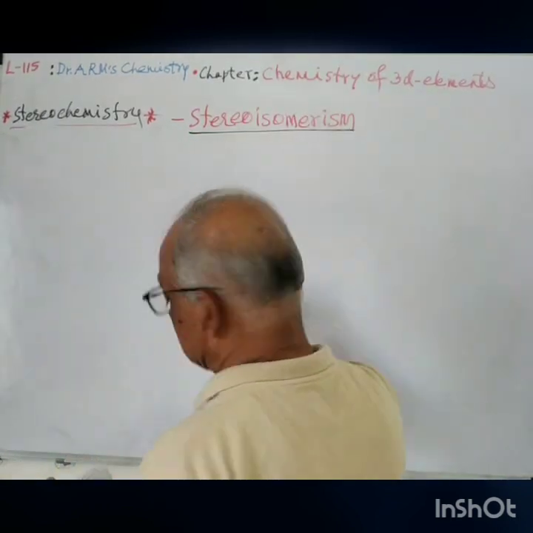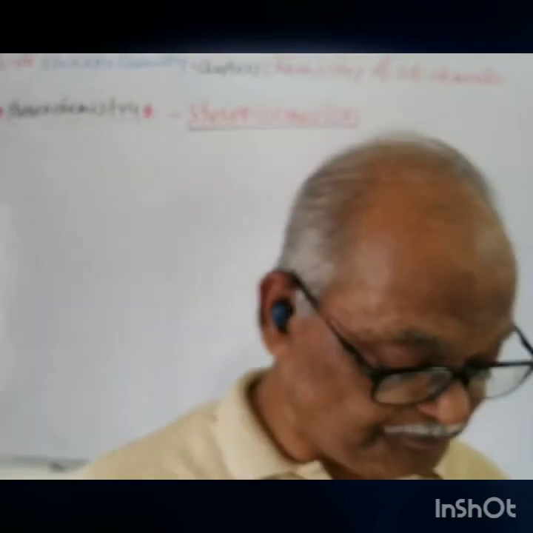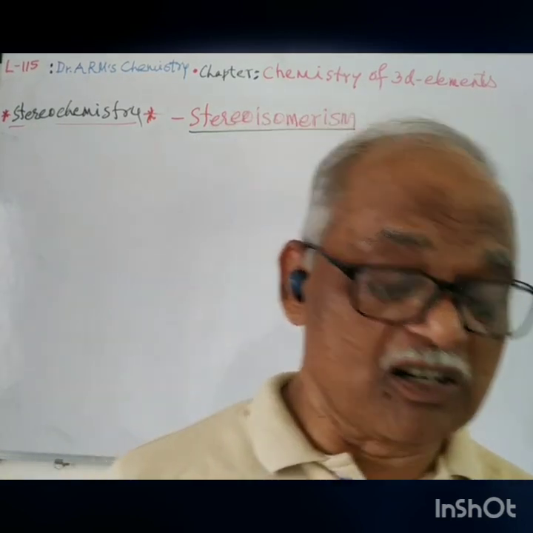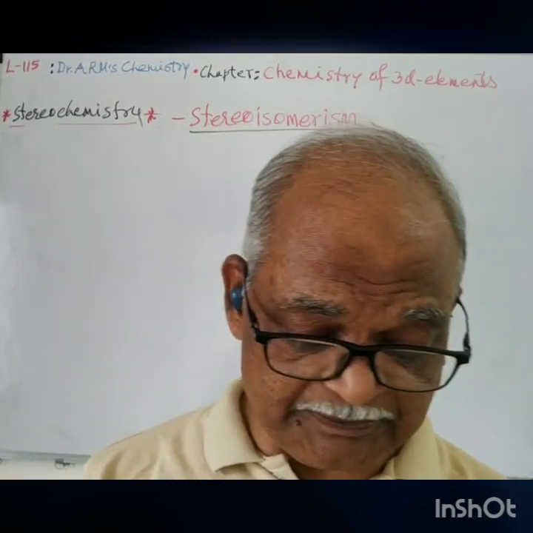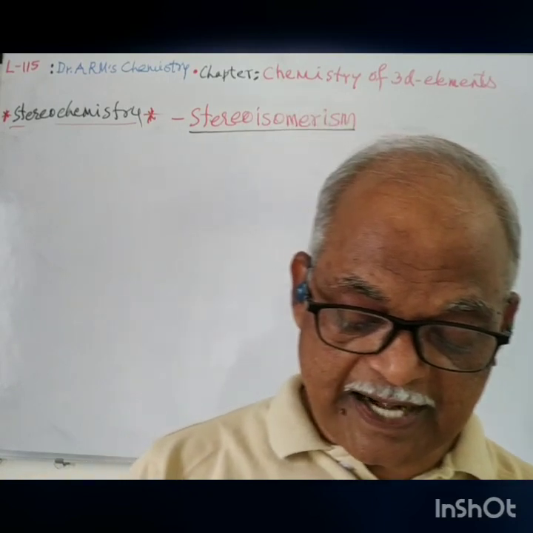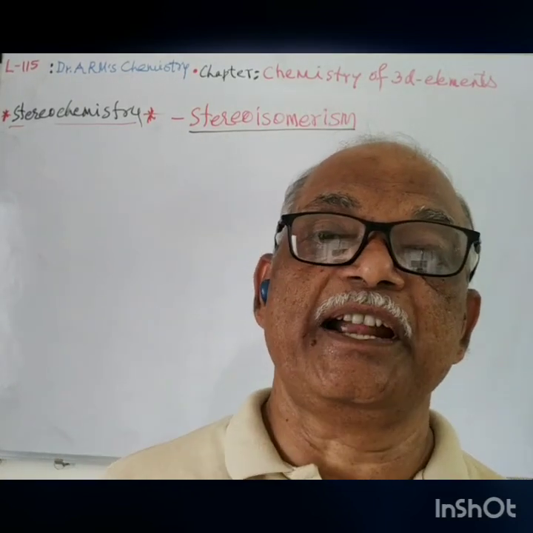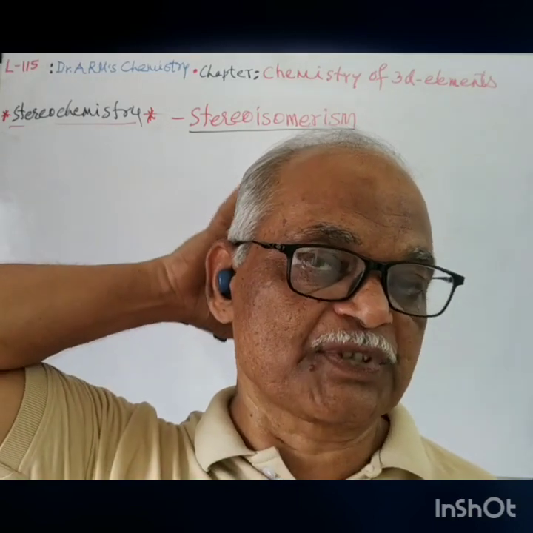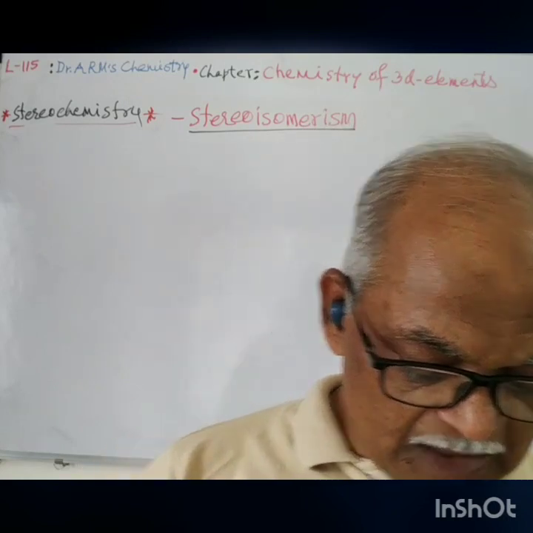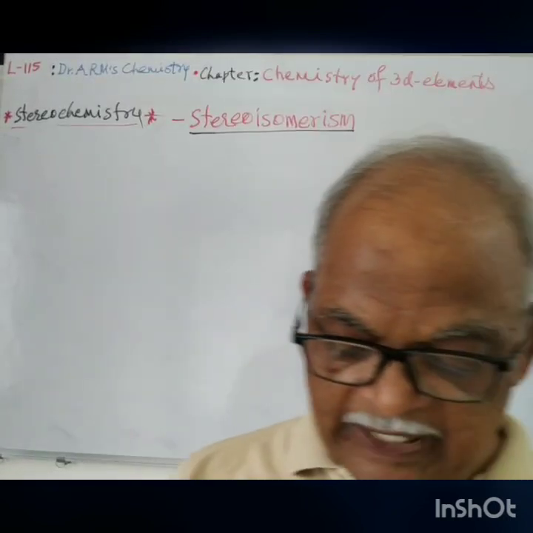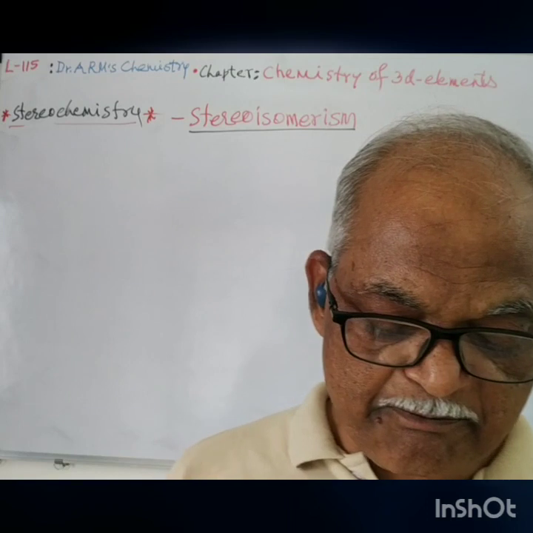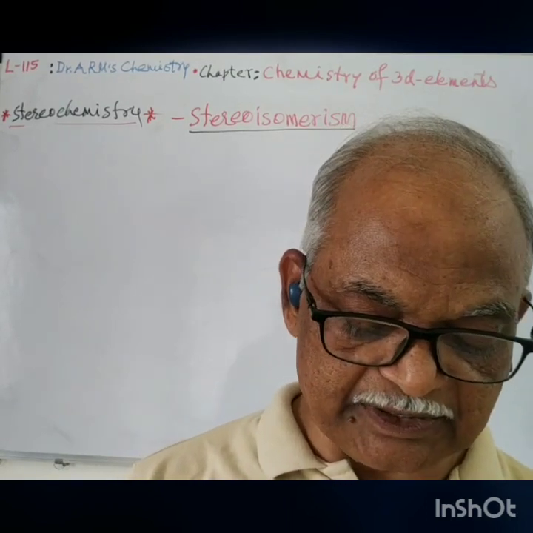So today we will see stereoisomerism, or you can say diastereoisomerism. This study helps us to understand what are the cis and trans forms, or trans-isomers, of various types of complexes: the square planar complexes, and the mer and fac isomers of an octahedral complex.